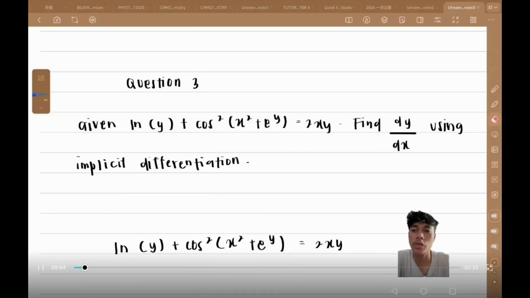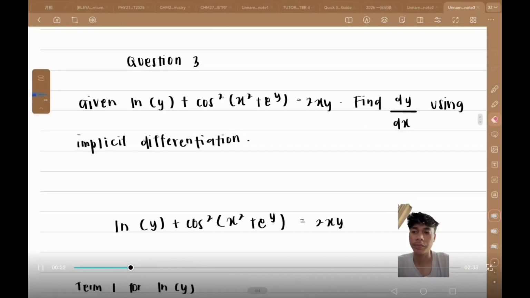Question 3, given ln y plus cos squared (x squared plus e^y) equal to 2xy. The question asks us to find dy/dx using implicit differentiation. So if you want to find dy/dx using implicit differentiation, we must differentiate both sides, which is the left hand side and the right hand side.